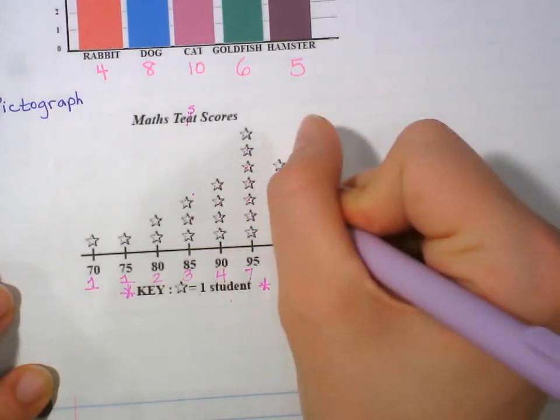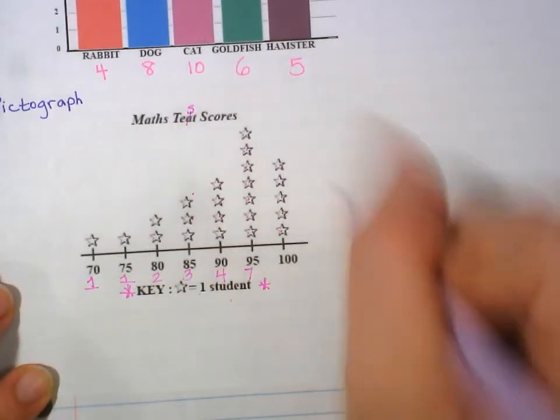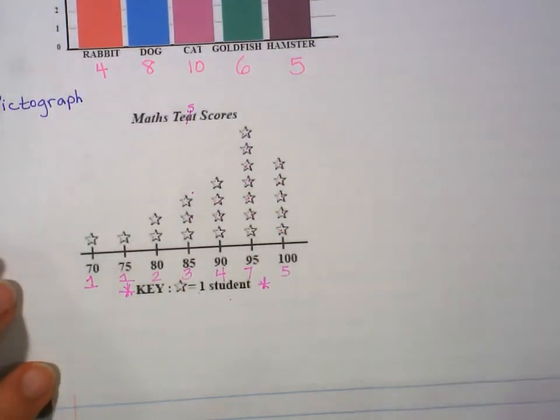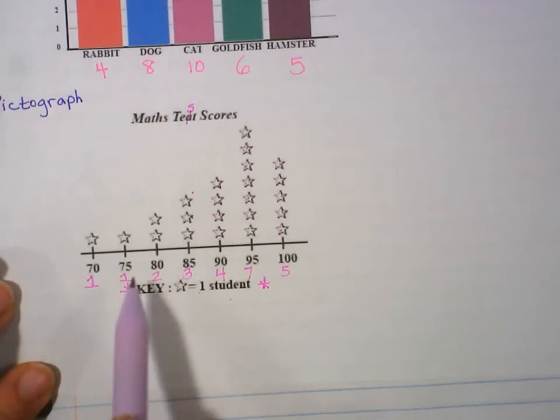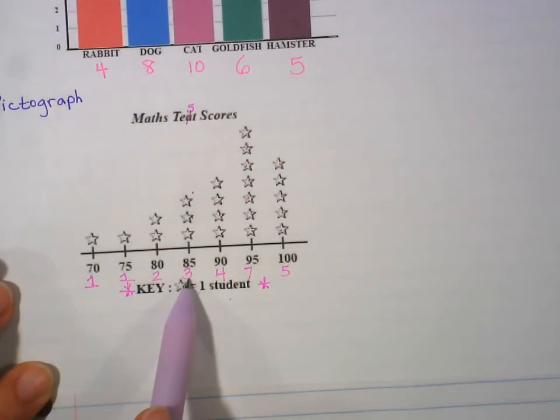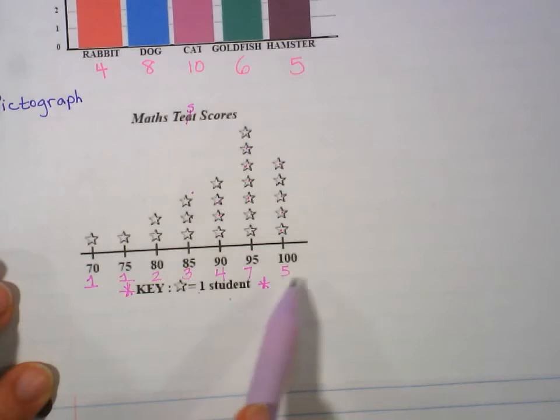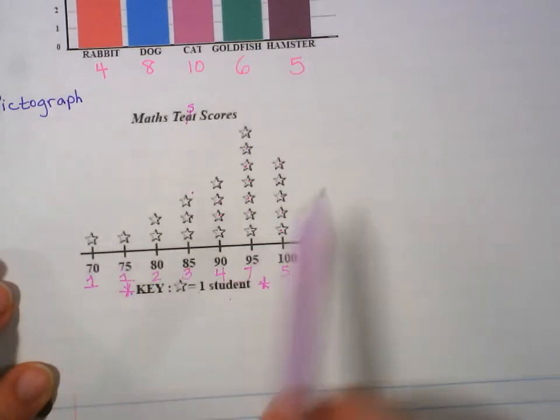1, 2, 3, 4, 5. 5 students scored 100. So 1 plus 1 is 2. 2 plus 2 more is 4. 4 plus 3 more is 4, 5, 6, 7. 8, 9, 10, 11. 11 plus 7 more is 18, and 18 plus 5 more, 19, 20, 21, 22, 23. There should be 23 students here, 23 stars.